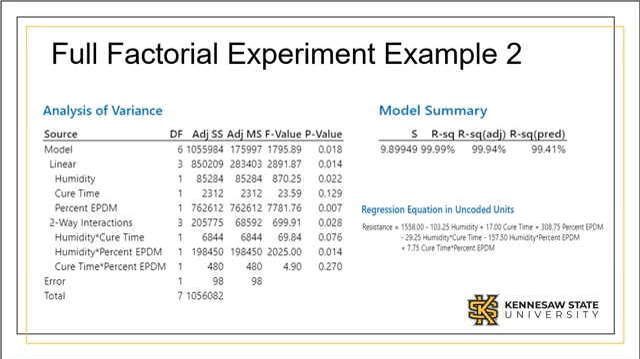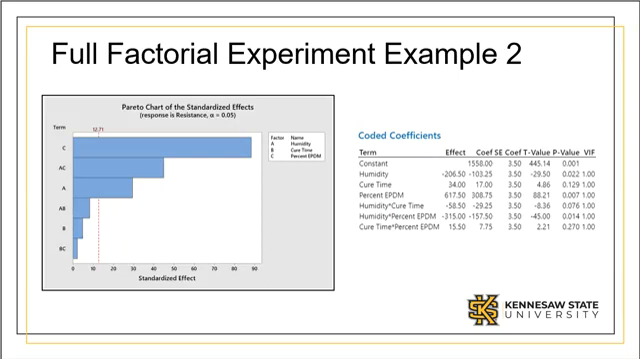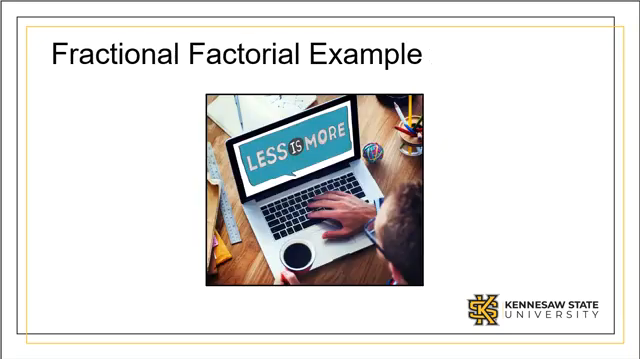It should be noted that all 3-way interactions have been ignored as they are likely to be insignificant. Here we have the Pareto chart indicating the substantial effects. Percent EPDM has the largest significant effect, followed by the interaction between humidity and percent EPDM, and finally humidity. We can also see the same result on the right in the coded coefficient table.